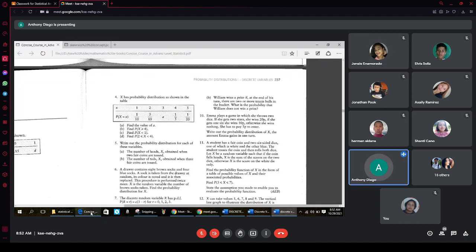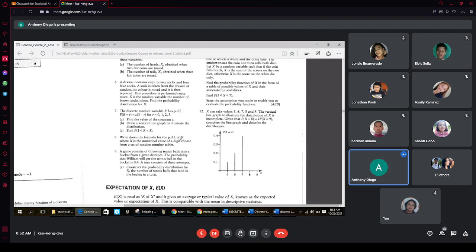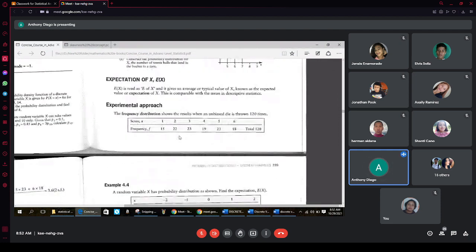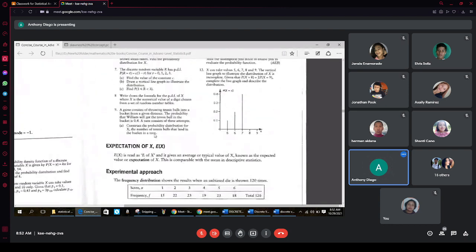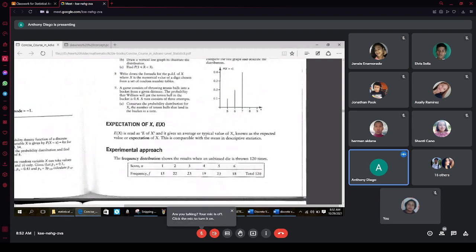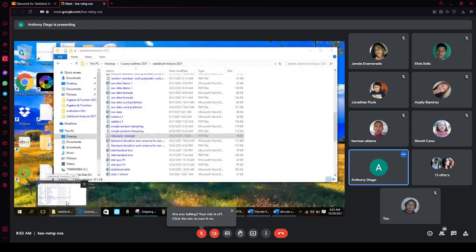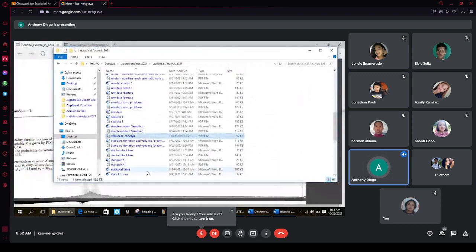Okay. Now what we will be doing, we're going to be looking at finding the expectation or the mean of a probability distribution function. Now, let me see if I have any question with expectation here. If not, I have to begin a new one.